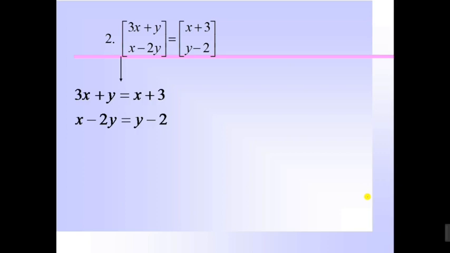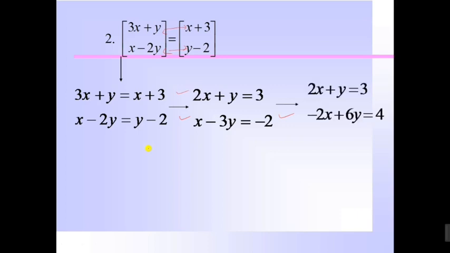The same thing, I have to find the value of x and y. Here the first element will be equal to the first element and the second element will be equal to the second element. So 3x plus y equals x plus 3 and x minus 2y equals y minus 2. So in this case 2x plus y will be equal to 3 and x minus 3y will be equal to minus 2. If I go further, then it will be 2x plus y equals 3 and minus 2x plus 6y will be equal to 4, and further solving we get 7y equals 7 and y equals 1.